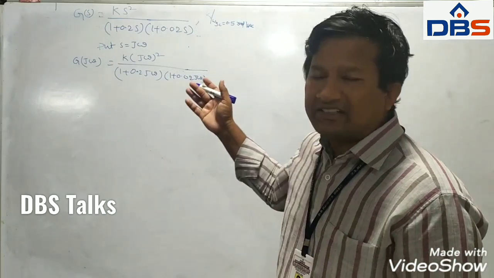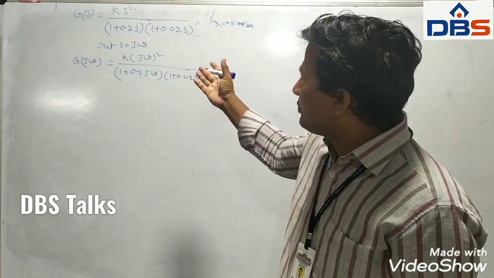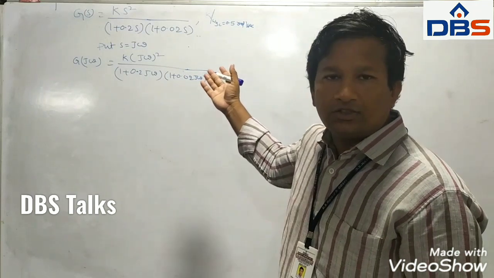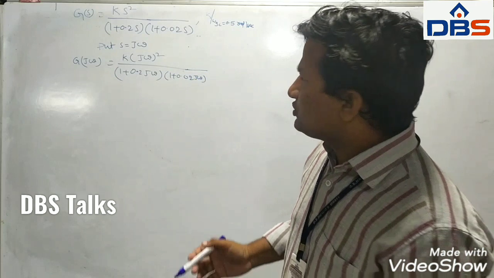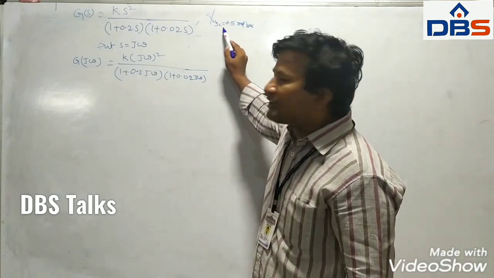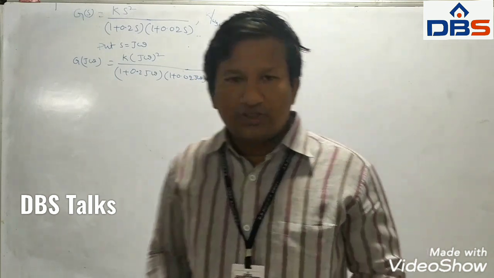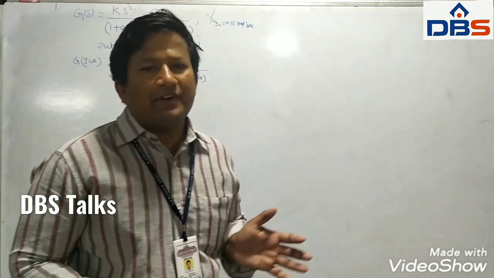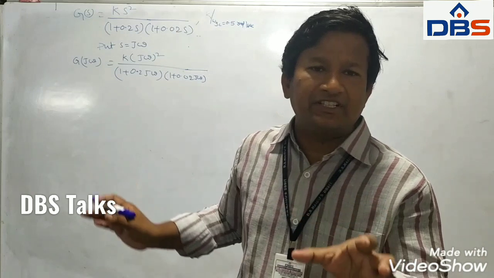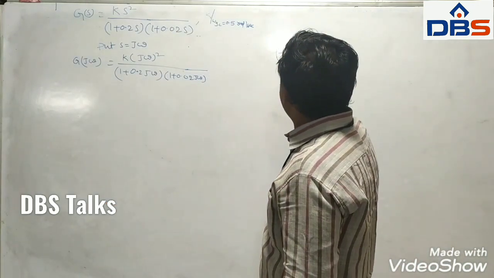The given open loop transfer function G(s) is equal to K s square by (1 plus 0.2s) into (1 plus 0.02s). Sketch the Bode plot, and also determine the K value when the gain crossover frequency is 0.5 radians per second. First of all, you have to observe whether the given open loop transfer function is in 1 plus sT form or not.